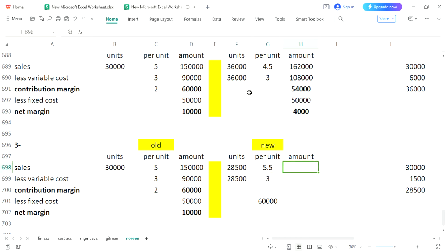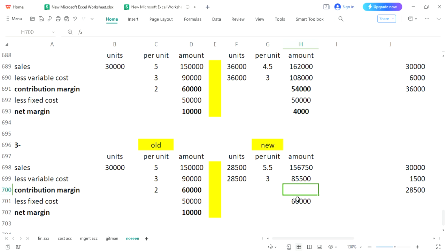It's time to calculate the amounts. How do you calculate the amount? You multiply units by per unit. Number of units you have is 28,500, and then you multiply with per unit. You will get the amount. Per unit was 5.5. Sorry, the sale price has been calculated. Now it's time to calculate variable cost by multiplying units by per unit. Units are 28,500, per unit is 3, and you have your variable cost calculated.